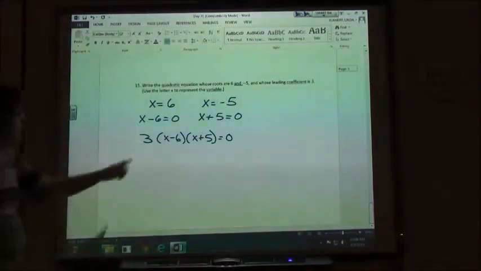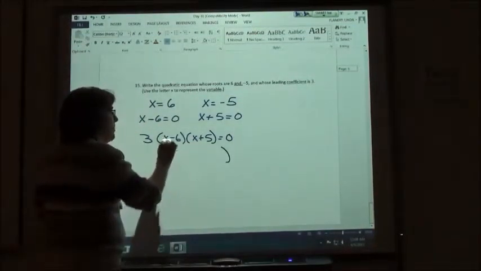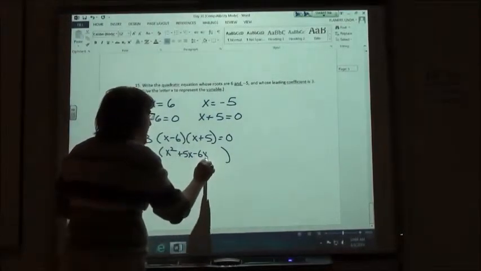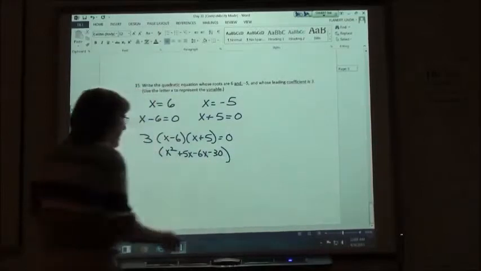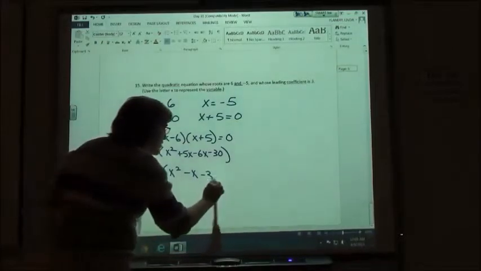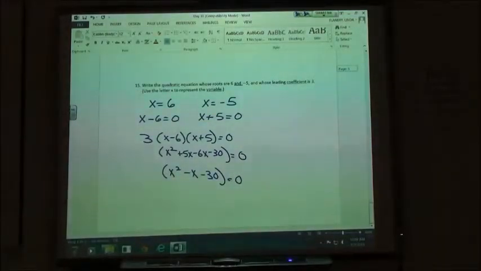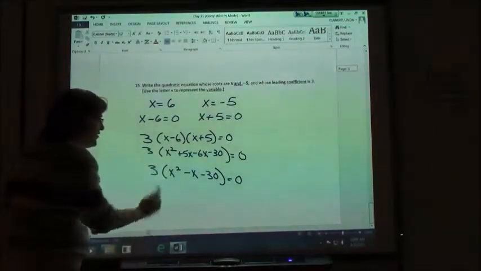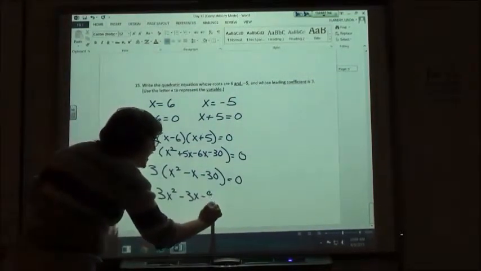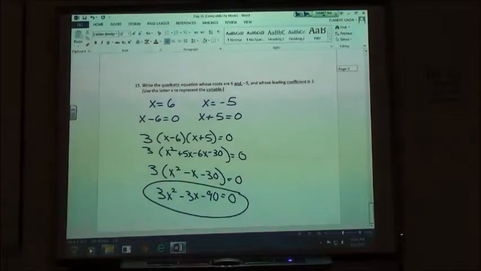3 in front. Foiling this out. X times x is x squared. My outside, positive 5x. My inside, negative 6x. My last, minus 30. So x squared minus 1x, which is minus x, minus 30, is what I get when I FOIL x minus 6 times x plus 5. Still have that leading coefficient of 3, so multiplying, I get 3x squared minus 3x minus 90 equals 0. There it is.